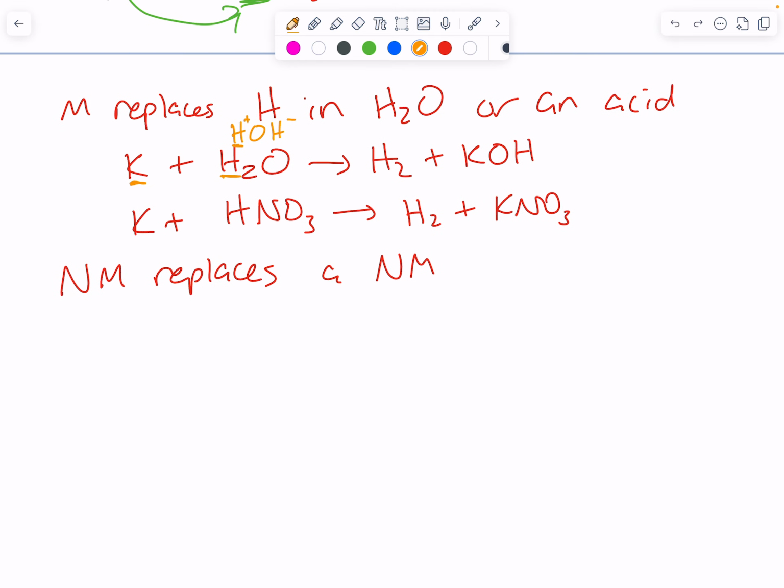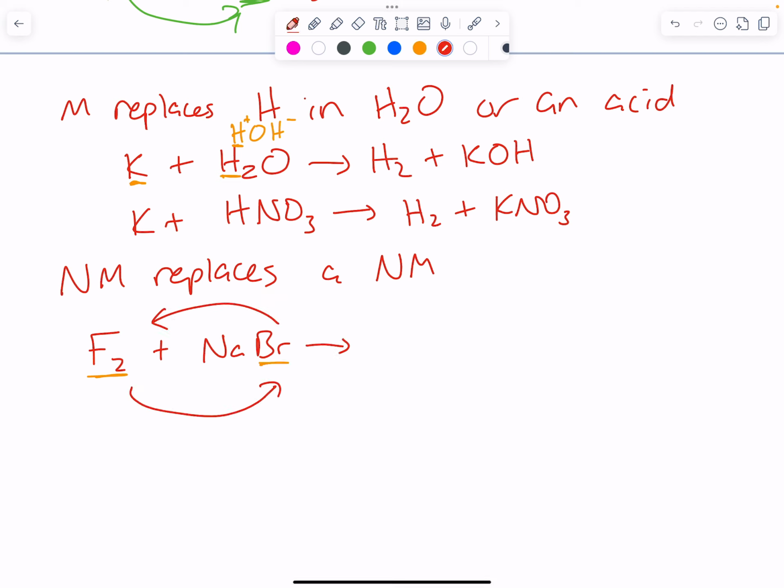Non-metal replacing a non-metal, pretty simple. Okay? Non-metal wants to replace a non-metal. According to my activity series, it can. They switch places. Now Br is by himself, but there's a 2 because he's diatomic, and Na is with F. Okay, that's single replacement.